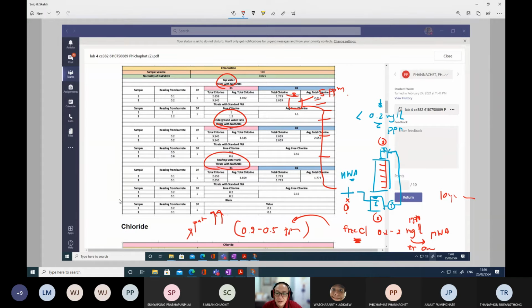So we have 3 samples. Now, what about tap water? Okay, tap water you get slightly higher than the criteria suggested by the Ministry of Public Health. But this is okay. What is this? This is the underground water tank. But the rooftop will have problems. Rooftop is less than 2.2 ppm.